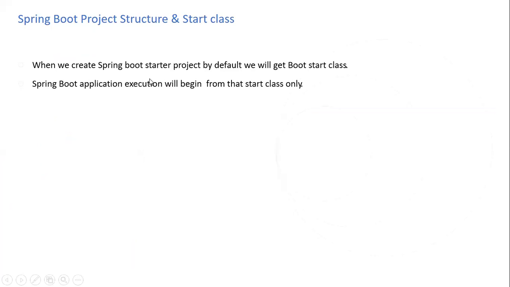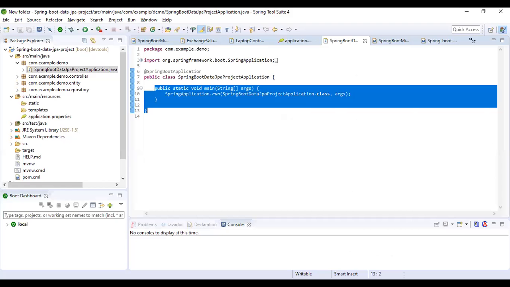When we create a Spring Boot starter project, by default we get a boot start class. When you run the Spring Boot application, execution starts from this class. This class is known as the Spring Boot starter class. From where is the Spring Boot application started? From the starter class. Which class is known as the starter class? The class which contains the main method.